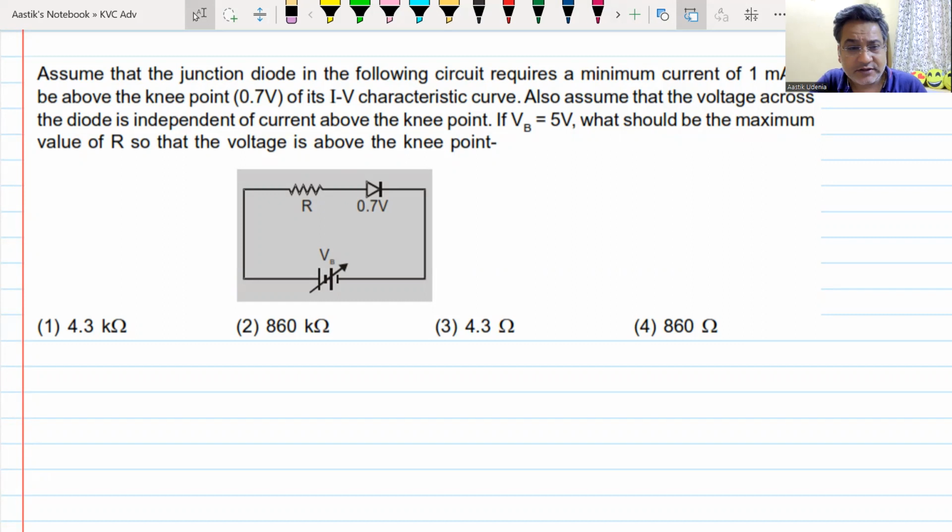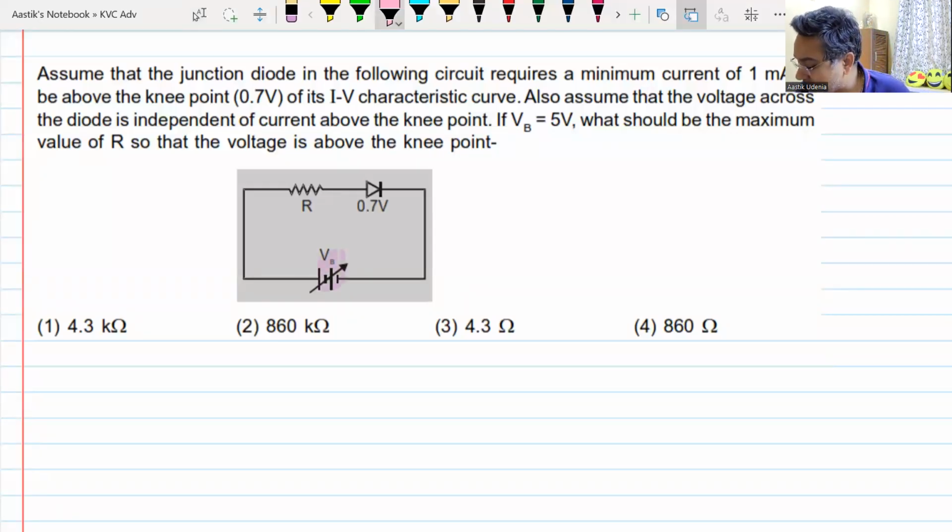Assume that the junction diode in the following circuit requires a minimum current of 1 milliamp to keep it above the knee point of the IV characteristics curve. Also assume that the voltage across the diode is independent of current above the knee point. Above the knee point, the voltage remains the same, and the current just drastically increases. If VB, the battery voltage, is 5 volt, what should be the minimum value of R so that the voltage is above the knee point? I hope you have understood the question, and I'll give you 2 minutes to give me the answer.